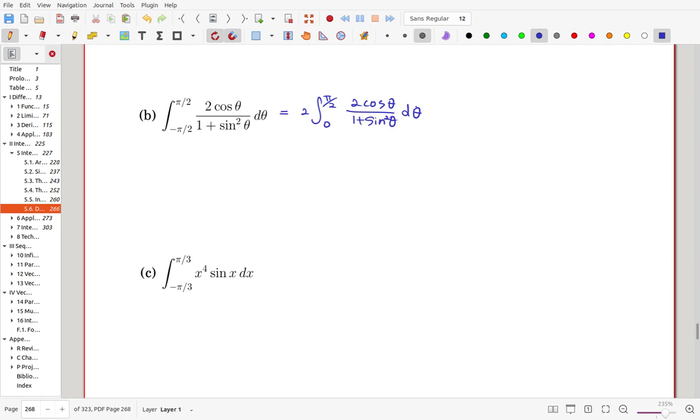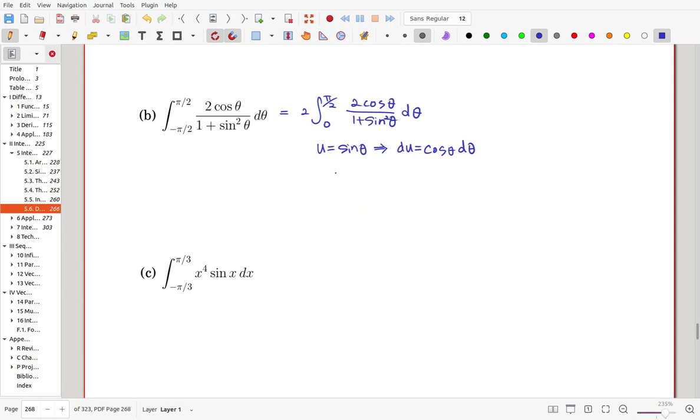Now, we have to use a change of variable, I mean a substitution, to make it simpler. Let's start with u equals sine theta, because we have cosine theta. Then du equals the derivative of that, which is cosine theta d theta. Right? So this portion is now du.